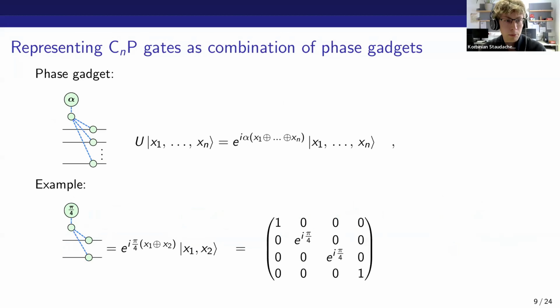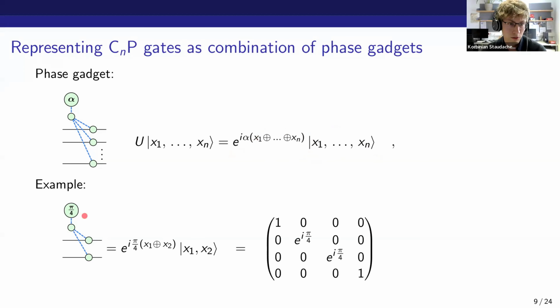Therefore, we need to look a bit closer at how a phase gadget really looks, because we can represent a multi-controlled phase gate exactly as a combination of those phase gadgets. So a phase gadget realizes this transformation where we have given some basis state here, and we apply a phase if the XOR sum here of the individual zeros and ones in the state is odd. And if it's even, nothing happens.